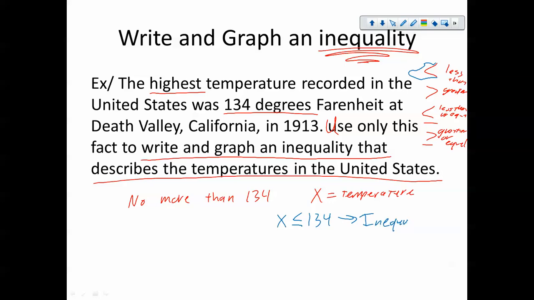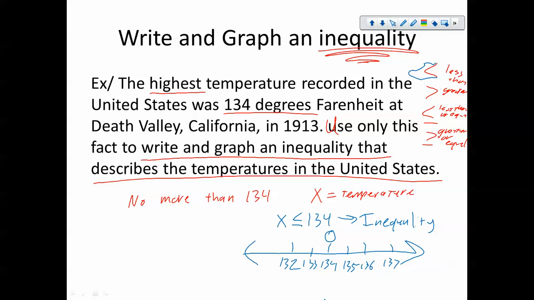When it asks you for an inequality, you're writing something like this. And then it says to graph that. To graph that, we make a number line. We're going to start at 134. Let's add a couple of numbers in here just for flavor: 135, 136, 137. And we need to draw a line that represents what's happening here. We know that it's starting at 134, so I'm going to draw a dot here.